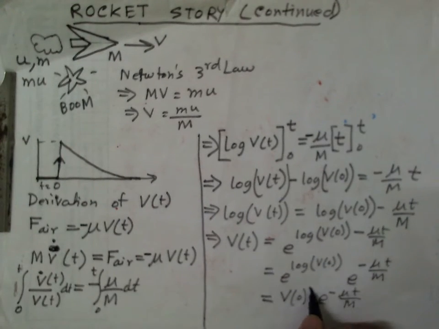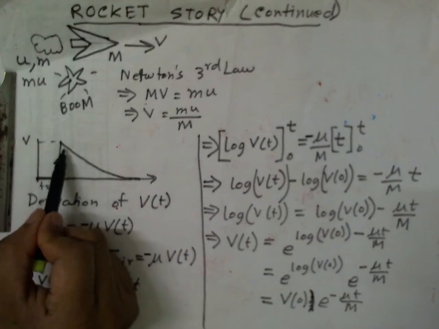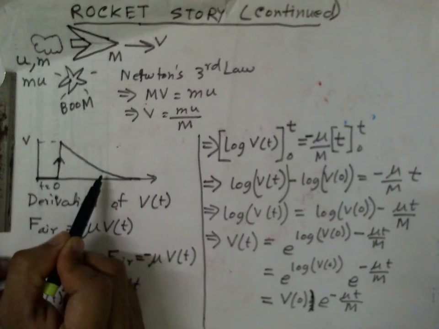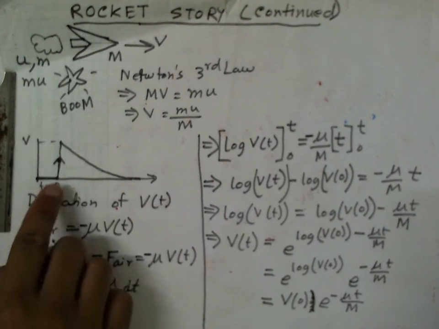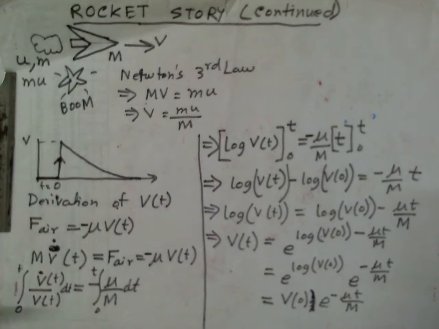So therefore the velocity is decreasing exponentially as a function of time, with mu by M being the rate, or rather M by mu being the time constant, and this goes down exponentially from an initial velocity of v0.